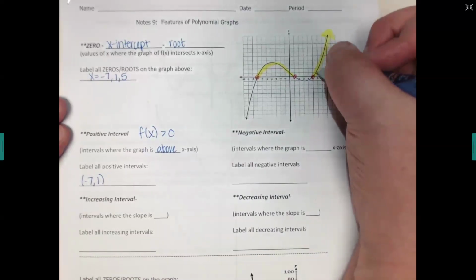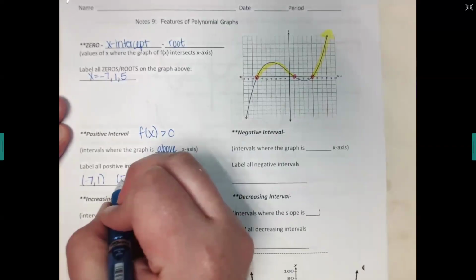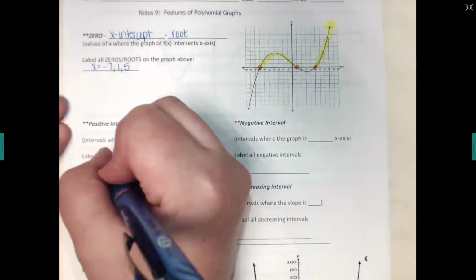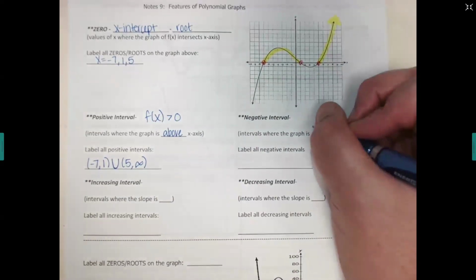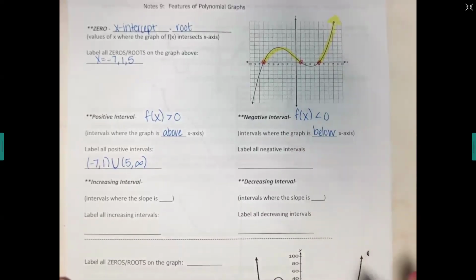Then I have another section where it's above the x-axis. That starts at 5, and then it stays above all the way to the end of the graph. So we would put 5 to infinity. Now to connect multiple intervals, you're going to use a U. That just means union, meaning you have more than one set. Now if a positive interval is above the x-axis, then a negative interval would be below the x-axis, where your f of x is less than 0. So positive is above, negative is below.